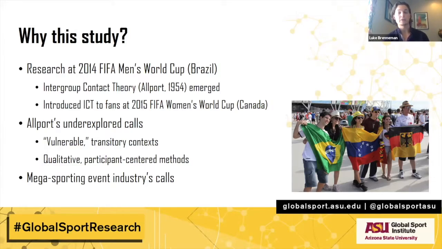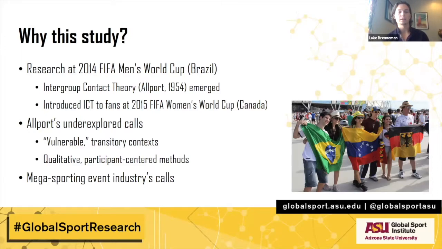His 4 original factors were equal status between the people present, common or subordinate goals that they have together, intergroup cooperation, and supportive authorities and norms. So whoever is kind of in charge of the context is supporting them having positive experiences with each other.